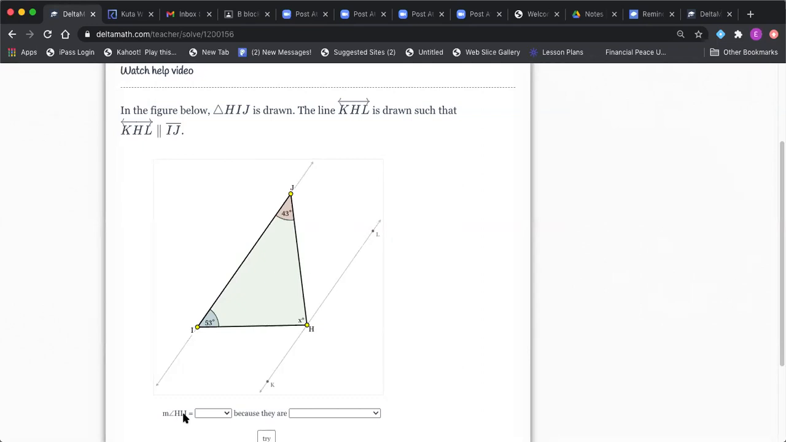There we go. Okay, so they're asking me about the measure of angle HIJ. So here's angle HIJ right here.